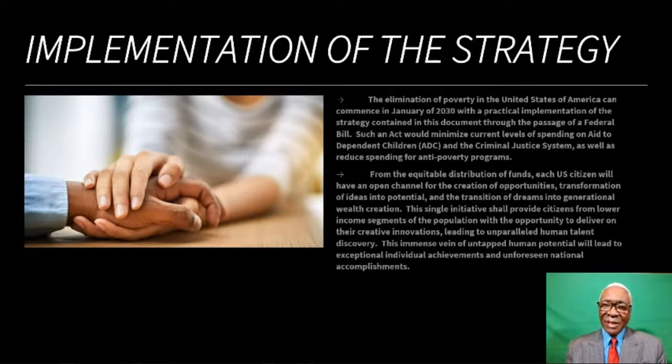So the CWE Act has all the advantages of moving a society ahead, not creating a new entitlement program to keep the people dependent upon government assistance, but creating an investment program by the government so that there's less dependency upon the government, more taxes, more creation of small businesses and large businesses because people have hope and an opportunity. From the equitable distribution of funds, each U.S. citizen will have an open channel for the creation of opportunities, transformation of ideas into potential, and the transition of dreams into generational wealth creation.